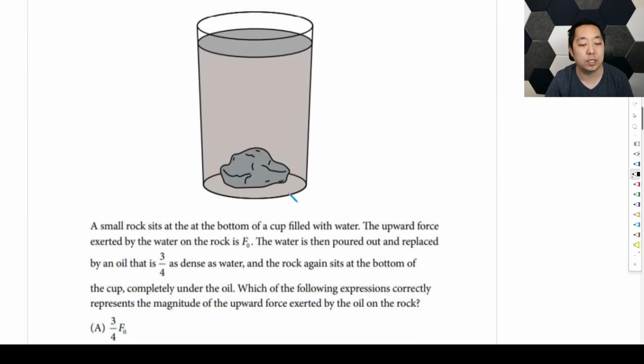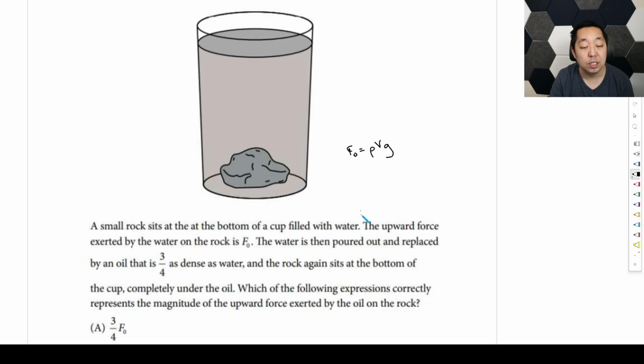So we have a small rock sits at the bottom of a cup filled with water. The upward force exerted by the water on the rock is F0. So that's the buoyant force. The water is then poured out and replaced with the oil that's 3/4 as dense as the water, and the rock again sits at the bottom of the cup completely under the oil. Which of the following expressions correctly represents the magnitude of the upward force exerted? So this is just the F0 is the buoyant force.